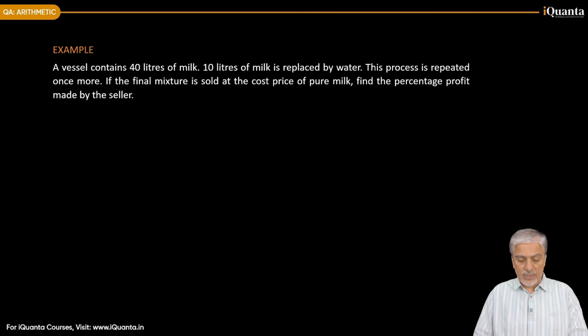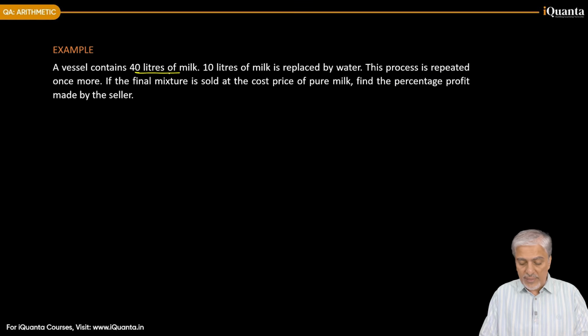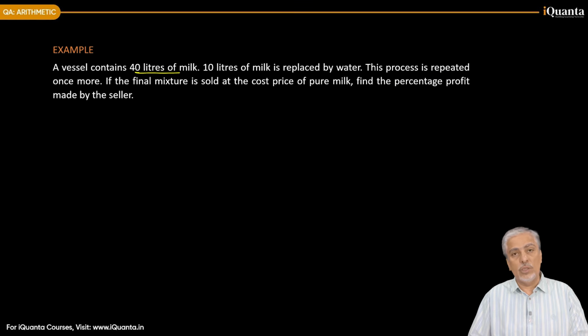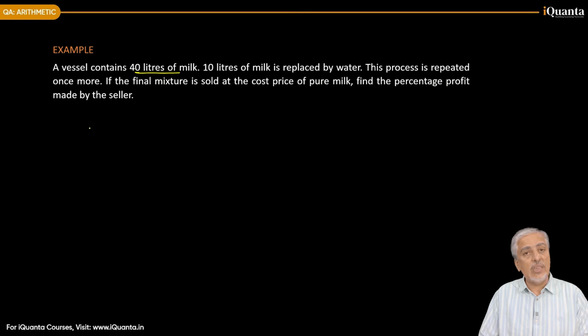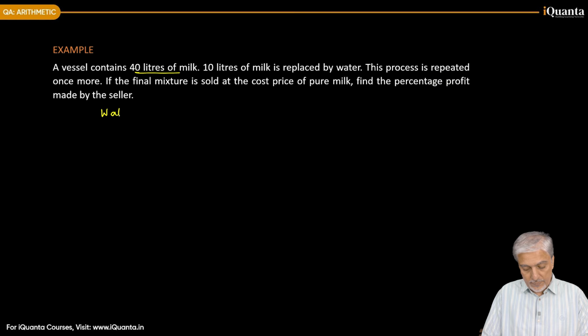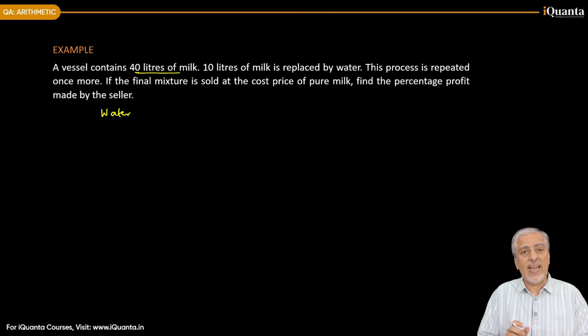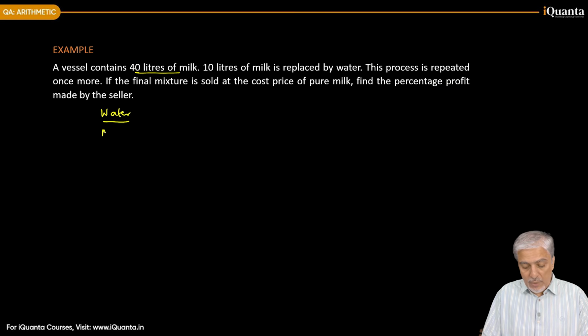Let's have a look at the next question. A vessel contains 40 liters of milk. 10 liters of milk is replaced by water. This process is repeated one more time. If the final mixture is sold at the cost price of pure milk, find the percentage profit made by the seller. So what do we want to find exactly? How much water is there upon how much milk is there? Because water comes free, whatever water I add will become my profit. Whatever milk is left will be my cost price, because I have to buy only that much milk, into 100. So this is what I want to find at the end.